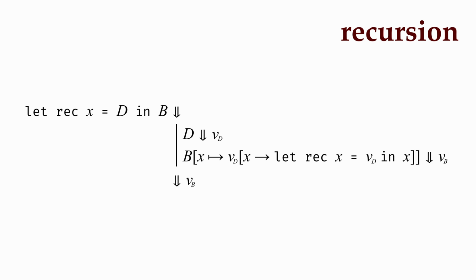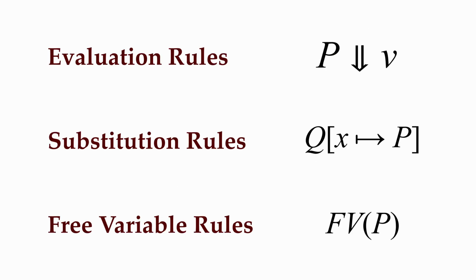We've seen a lot of rules now, rules for how to evaluate expressions, rules for how to substitute in expressions, and rules for how to find the free variables in expressions. But taken together, they allow us to formally define a semantics for our programming language, so that we have a precise way to know what any expression in the language really means.